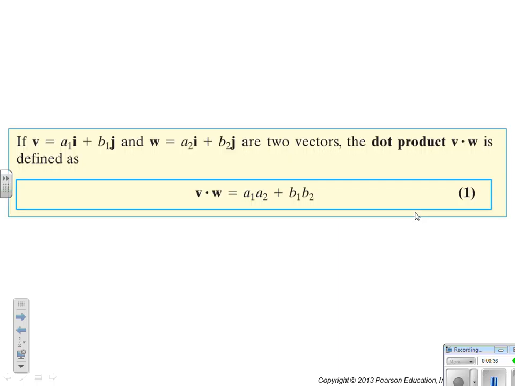called the dot product. If you have a vector v and a vector w, where each of them is split up into its i and j components, the dot product v dot w is defined as the coefficient of the i component multiplied plus the coefficient of the j component multiplied: A1 times A2 plus B1 times B2.